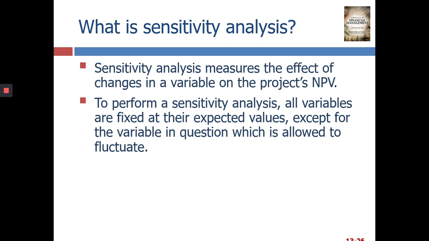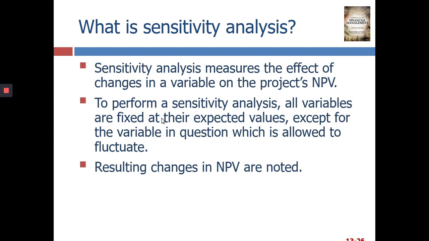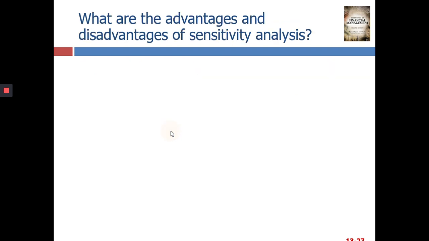Cost means the rest of it is fixed, and then we find out by how much the overall profit changes when we change the cost. And the resulting changes in NPV are noted. So what are the advantages of sensitivity analysis?